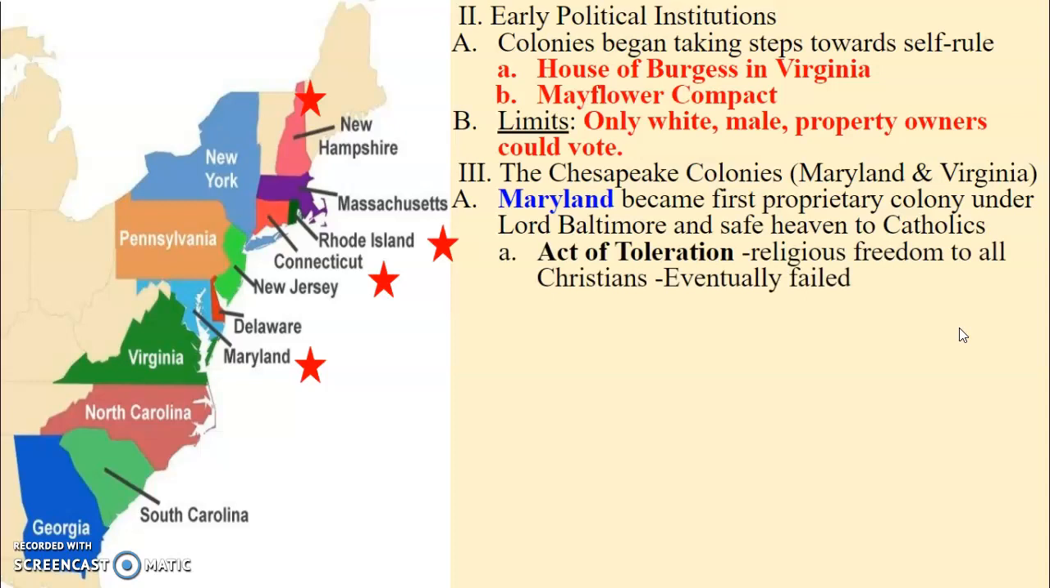However, over time, a lot of different groups, especially Protestants, started to move to Maryland. So the Catholics, again, were being persecuted. So what happened was that they passed the Act of Toleration. And this was a good thing because it allowed religious freedoms to all Christians. But again, eventually it failed. Religion was a big deal back then, you guys.